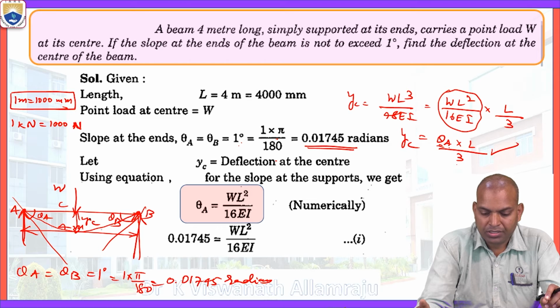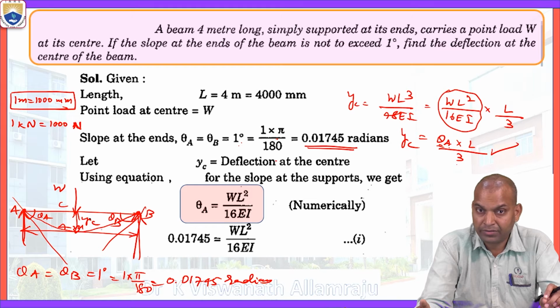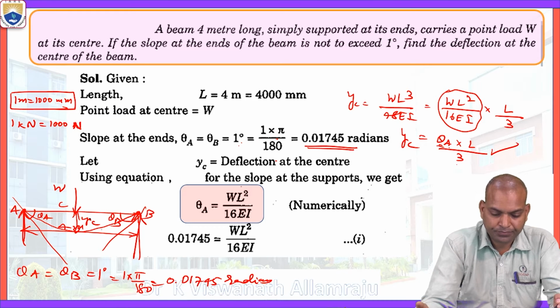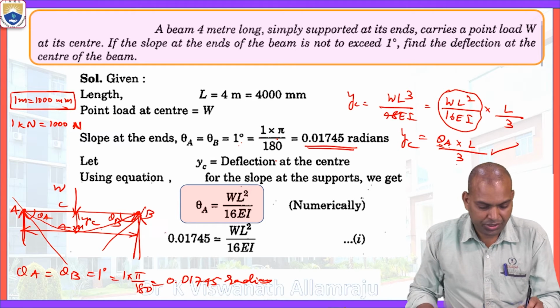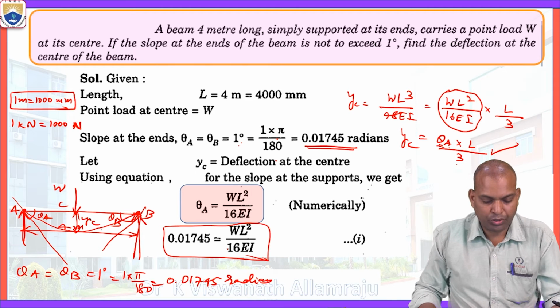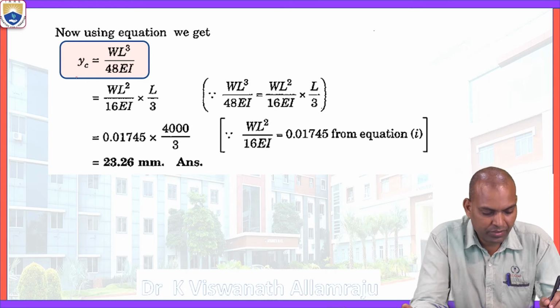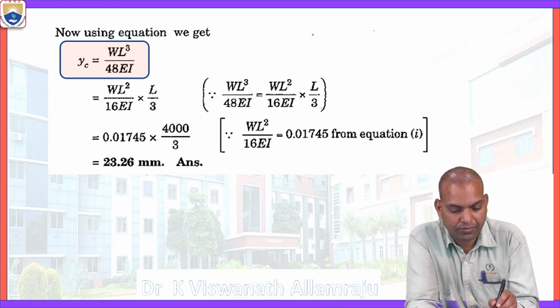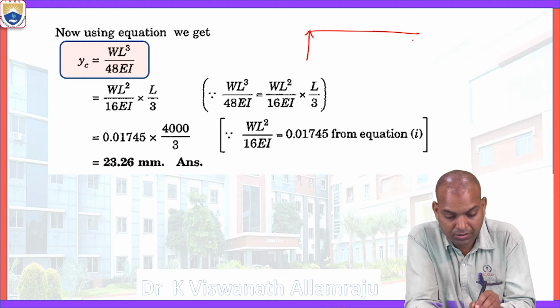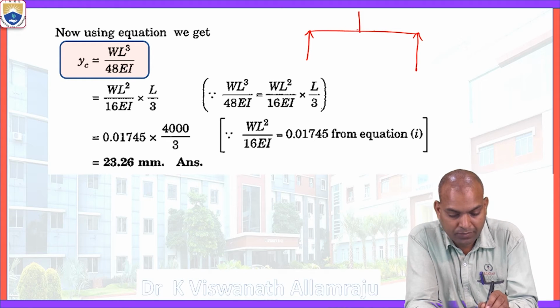The weight at the center is unknown, but we can still find the maximum deflection, provided the slope at the supports is known. Now WL square by 16 EI is equal to 0.01745. Then we go for deflection. So we know the equation. From the equation, deflection is, this formula is only for the case of a simply supported beam subjected to a point load at the center.